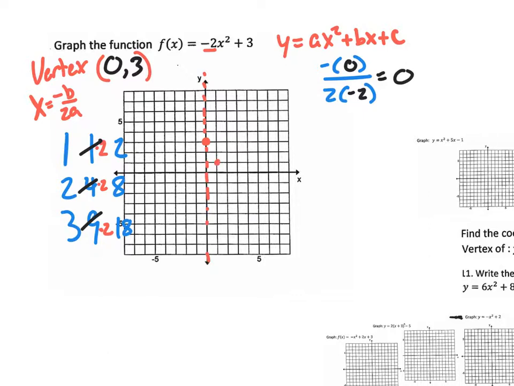And we go back to the vertex and we do 2, 8. So 2 over, 1, 2, 3, 4, 5, 6, 7, 8 down, right there. And all we have to do is mirror it to the other side of the axis of symmetry. And what do I mean by mirror? This is 1 unit away, so go 1 unit this way. This is 2 units away, so go 2 units this way. And we just graph our parabola, and we're done. Easy peasy.